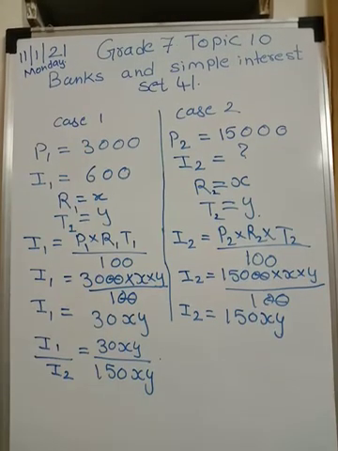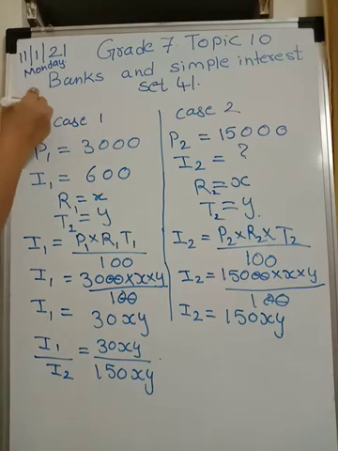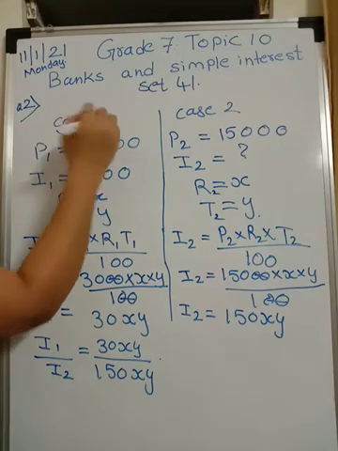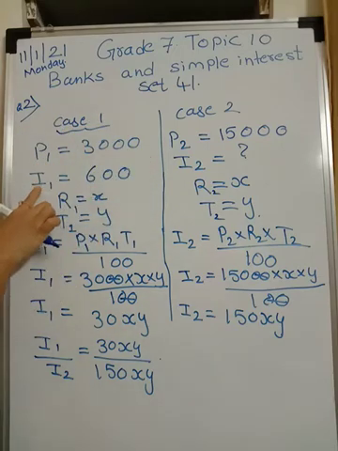Now look at question number 2 from set 41. Okay, question 2. Now see students, there are two cases over here. If the interest on 3,000 rupees is 600. So in first case, case 1, if 3,000 rupees is principal, interest is 600. Okay. At a certain rate for a certain number of years.